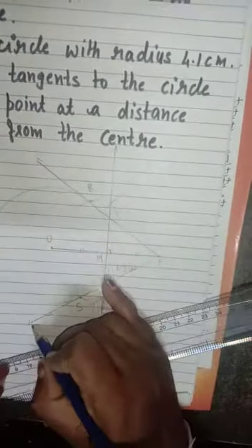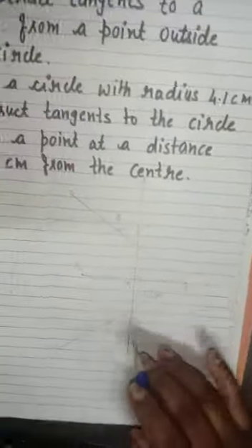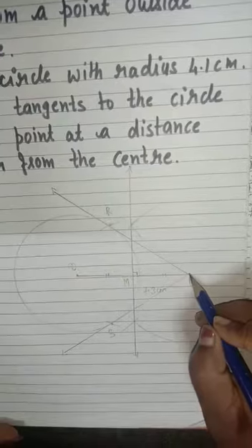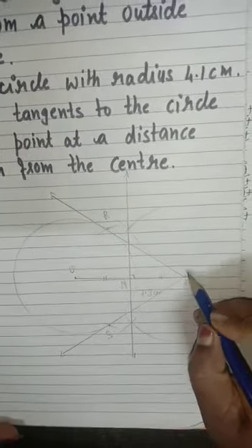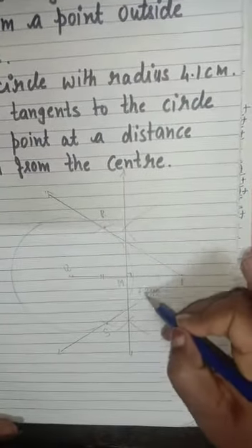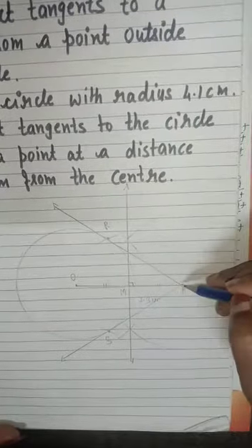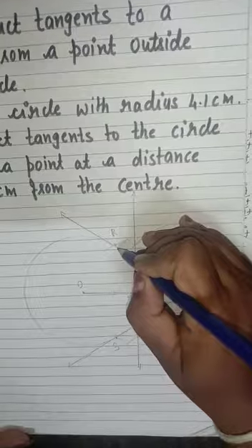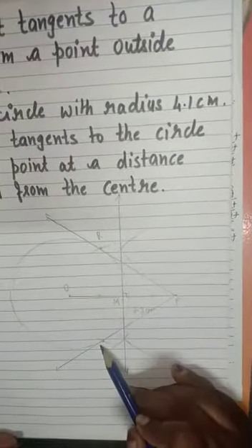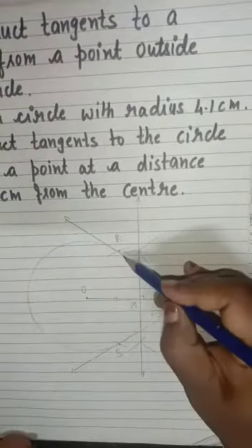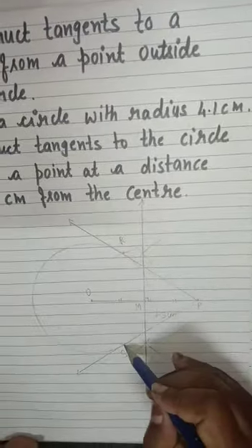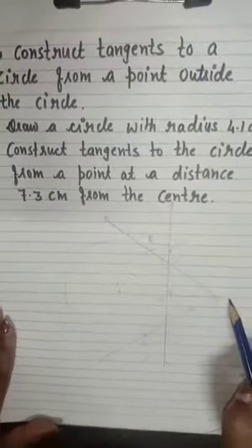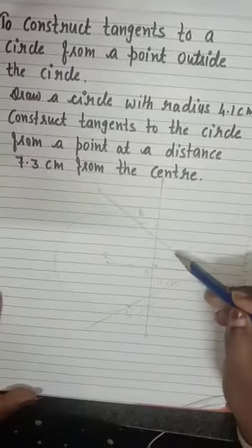So this is very much clear. From this construction, when the point is outside, we can draw two tangents. RP or PR is one tangent and PS is the other tangent. Each touches the circle at one point. So when the point is outside the circle, we can draw two tangents.